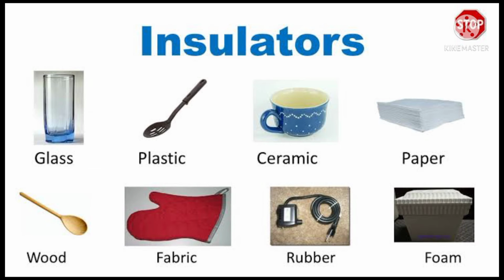Insulators: materials that do not transfer electricity. The electrons of the insulators are not free flowing, for they are tightly bonded with each atom. Examples of insulators: wood, plastic, and rubber.